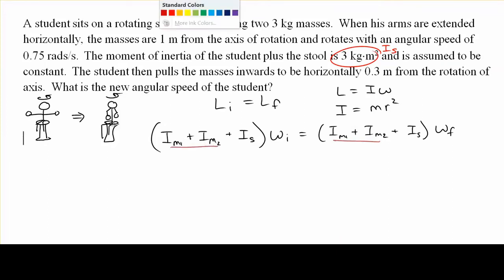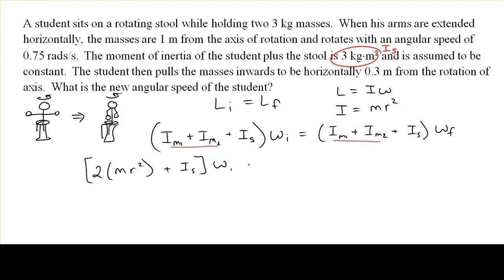If I go ahead and look at plugging in some quantities, let's start off by just leaving it as variables. You should agree that the inertia of mass 1 and the inertia of mass 2 should be the same, the exact same mass, and they're held the same distance. So I'm going to simplify this and just say 2 times mr squared plus I_S times omega initial, and on this side it's going to be the same: 2 times mr squared plus I_S times omega final.